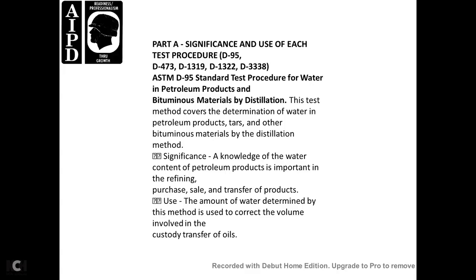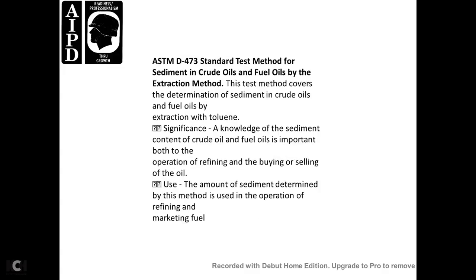Part A, significance and use of each of the test procedures. D95, D473, D1319, D1322, D3338. ASTM D95, standard procedure for water in petroleum products and bituminous materials by distillation. The test method covers the determination of water in petroleum products, tars, and other bituminous materials by the distillation method. Significance and knowledge of the water content of petroleum products is important for the refining, purchase, sale, and transfer of the products. The amount of water determined by this method is used to correct the volume involved with the custody transfer of oil.